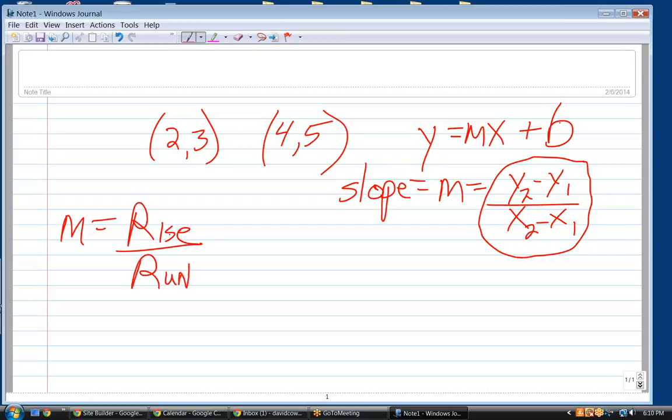well, what is the rise? The rise is the change in the y-coordinate, which means it must be y sub 2 minus y sub 1, and the run is the change in the x-coordinate. So let's apply that to these 2 points. What's the slope going to be? 2 over 2. So we have a slope of 1. Wouldn't that be just the slope of x? Yes. In other words, m is going to be 1. But we can't write the equation yet because we don't know what b is.